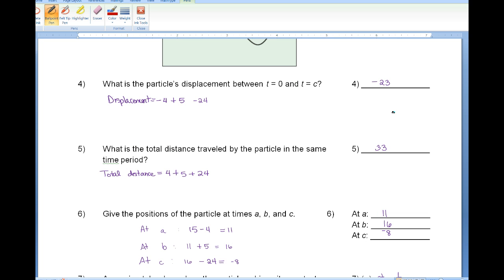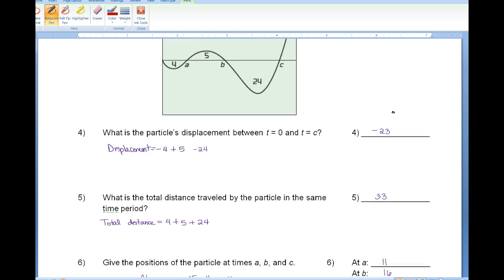Okay, if we start at a position of 15, and remember, 4 goes below the x-axis, so I'm moving backwards 4 units, so I end up at 11. And then right here I'm at 11, and this is positive, so I move 5 in the positive direction, so at B I end up at 16. And then here, I start moving in the negative direction, so it's 16 minus 24, and that's how I get C.